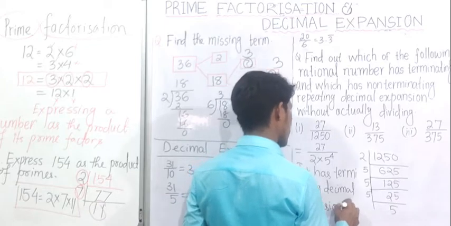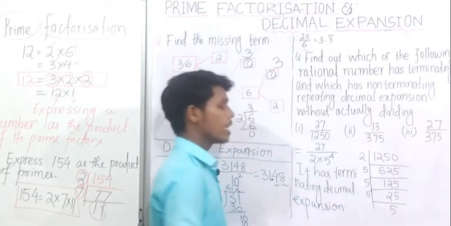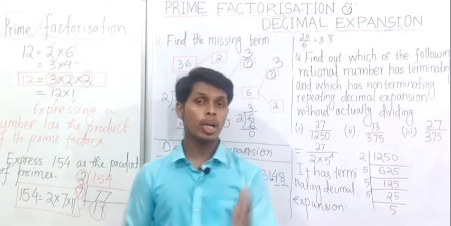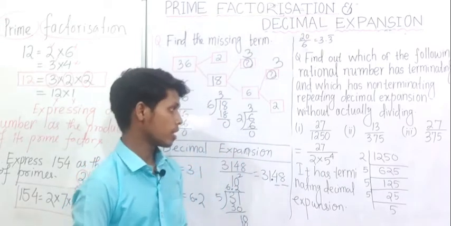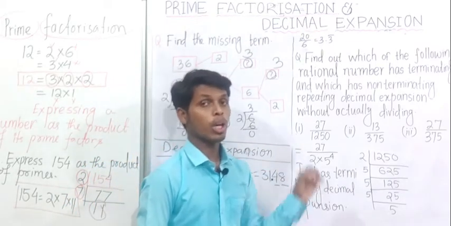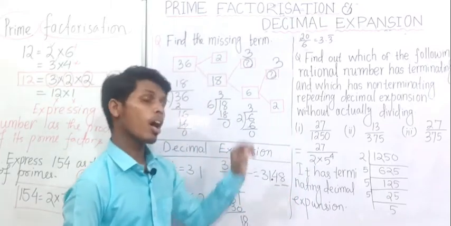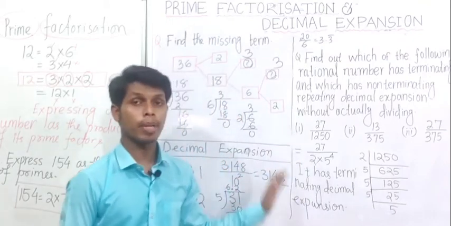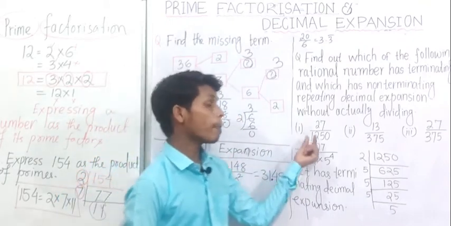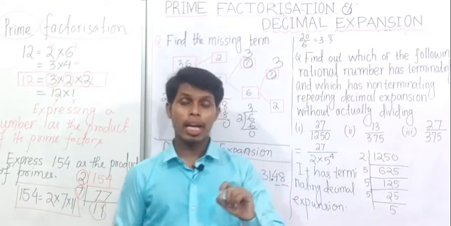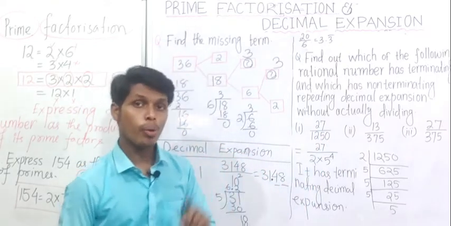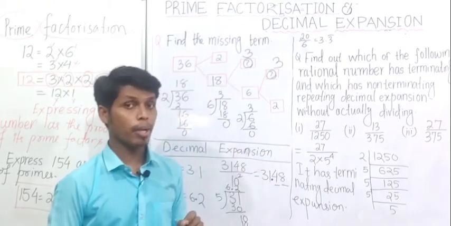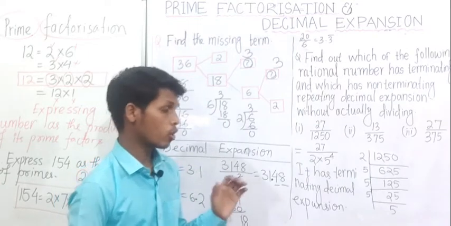There may be another type of question that comes in your exam: what can you say about the denominator of a rational number which has terminating decimal expansion? What can you say about the prime factorization of the denominator of a rational number which has terminating decimal expansion? The answer will be, the prime factorization of the denominator must contain only 2 or only 5 or both 2 and 5. There will be no other prime numbers in the prime factorization of the denominator. That will be the answer.